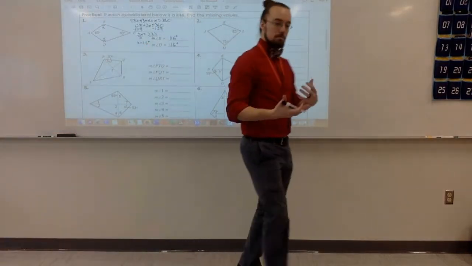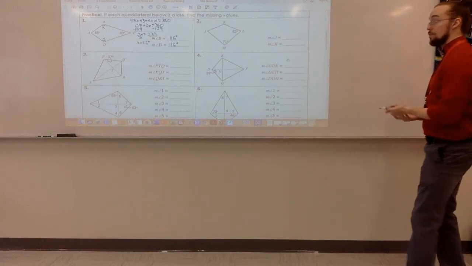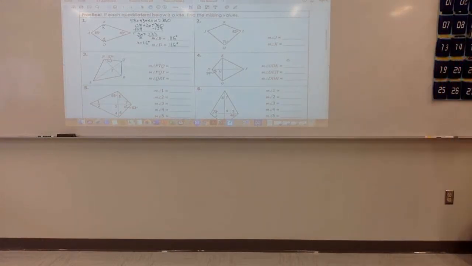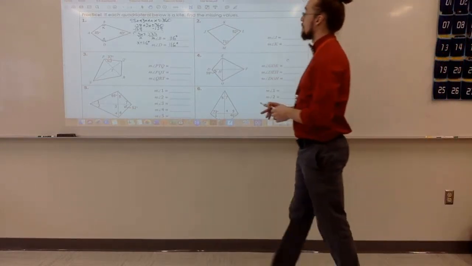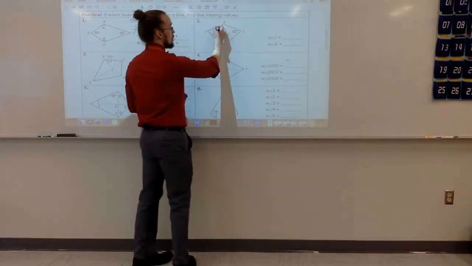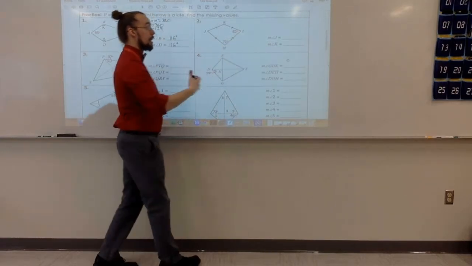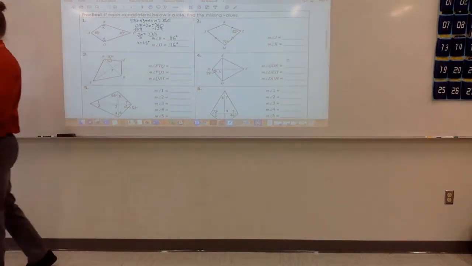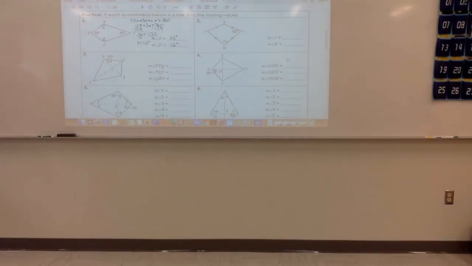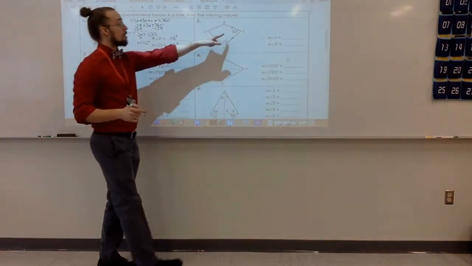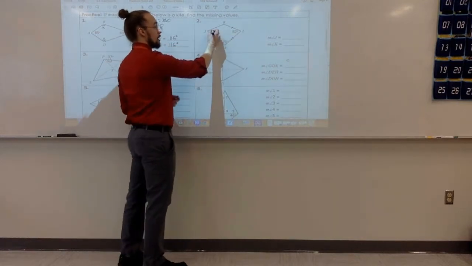Alright, so number 2 then, very similar idea. It is a kite. This is a kite, because we could say that JK and LK are congruent, and JM and ML are congruent. So this is a kite. So which pair of angles here would be congruent? J and L. Yeah, so if L is 82, we know J is 82.